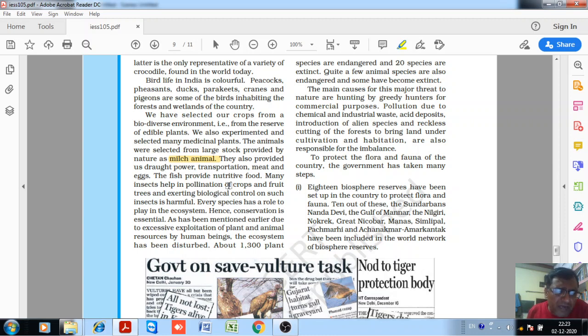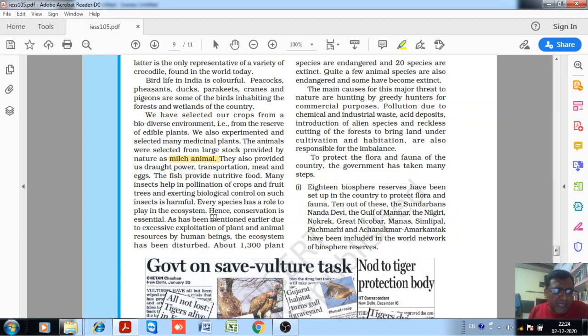They also provide us draught power, transportation, meat, and eggs. The fish also provide nutritive food to us. So in coastal regions, people do not eat wheat. They usually eat rice and fish. Many insects help in pollination of crops, fruits, and trees, and exerting biological control on such insects is very harmful. Every species has a role to play in the ecosystem.